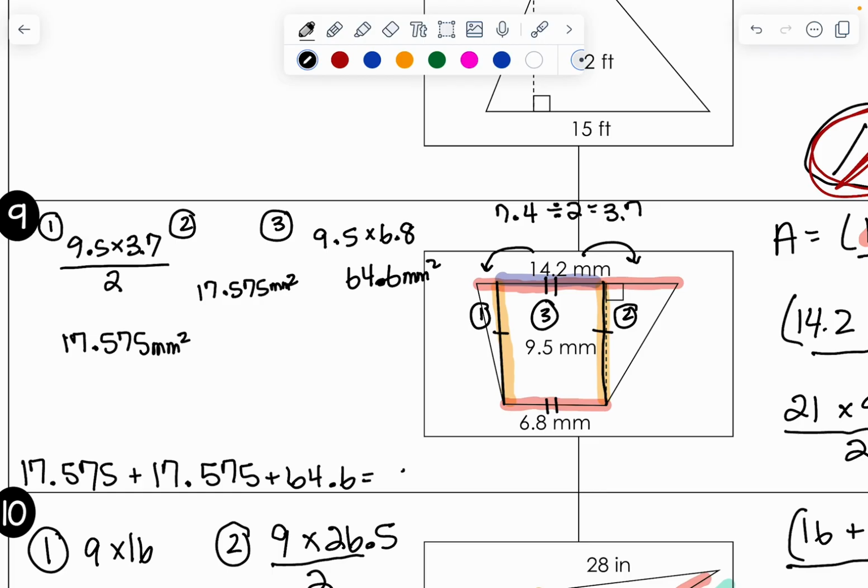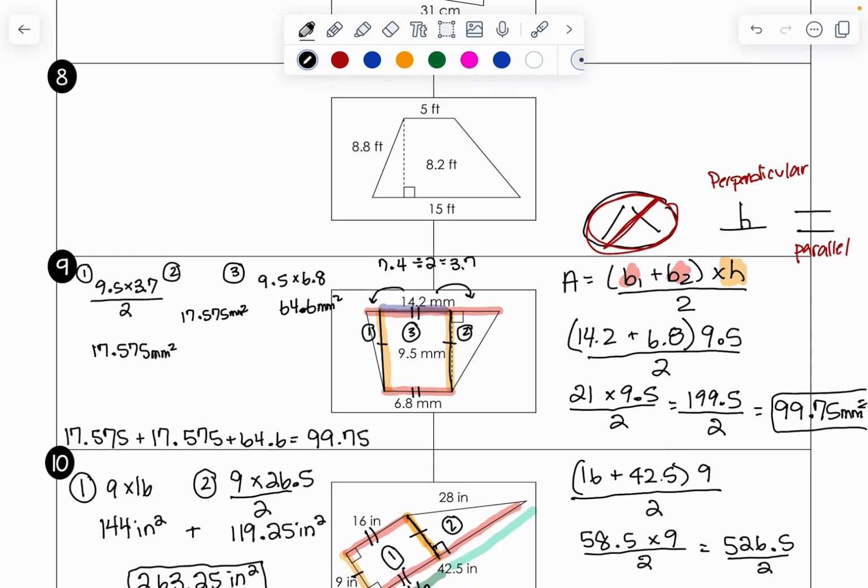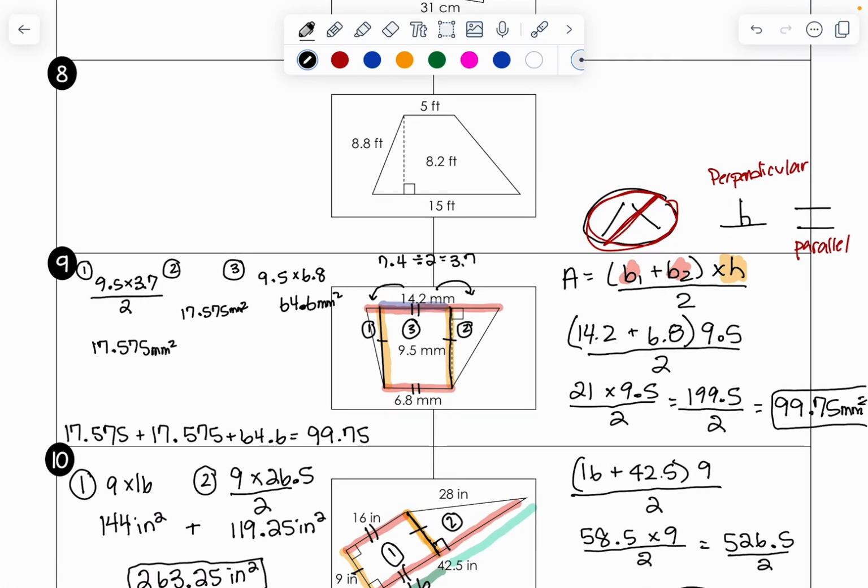And I got 99 75/100, which is the same thing I got on the other side, millimeters squared.